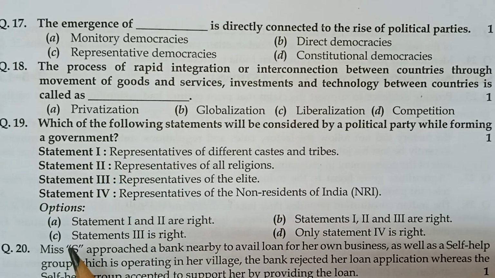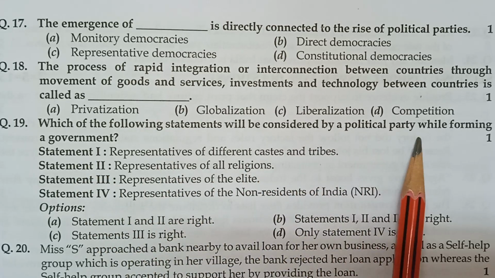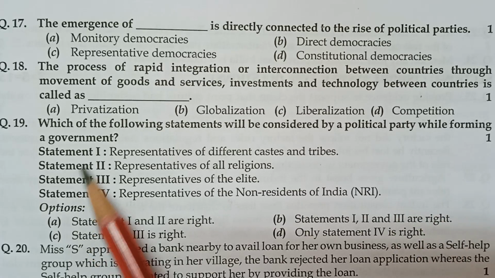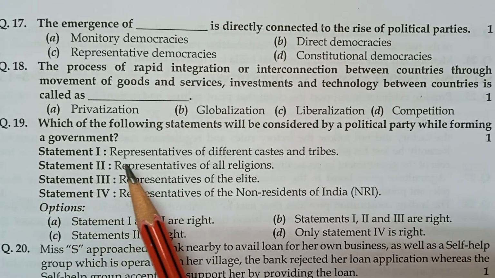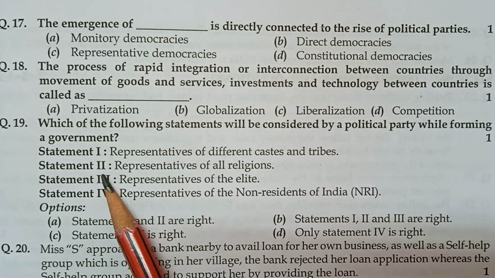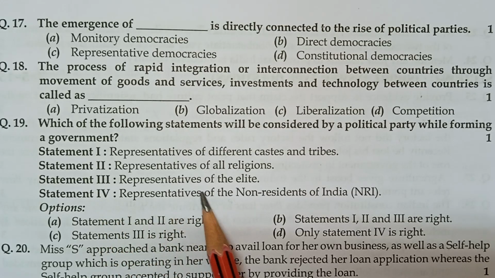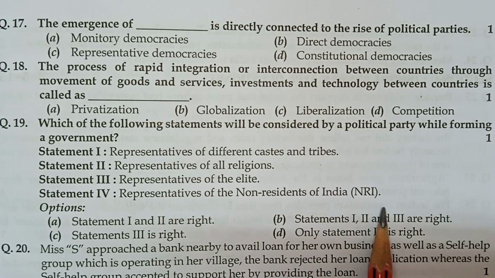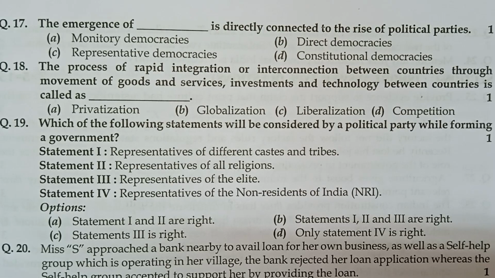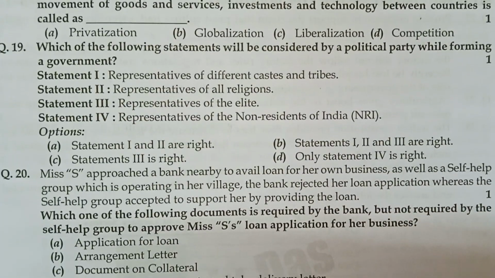Now come to question number 19. Which of the following statements will be considered by political parties while forming a government? Statement 1 is given: representatives of different castes and tribes. Statement 2, the representatives of all religions. Statement 3, representatives of the elite. And statement 4, the representatives of the non-residents of India. It's called NRI. So you have four options here. You can find the one matching these statements, and you can find the exact answer.